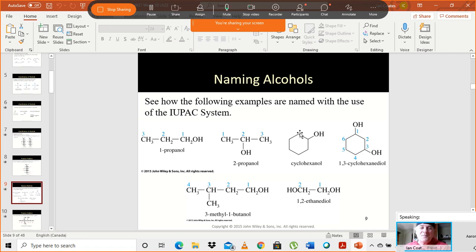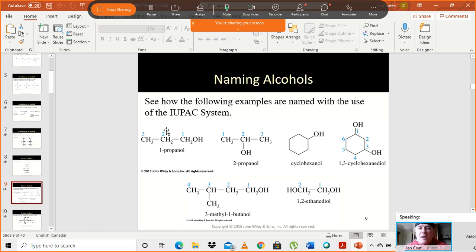So, let's have a see here. Naming alcohols, it's the same procedure. Well, no, you're just sitting beside me. Wonderful. Nah, it's not bad. You didn't need anything. So see how the following examples are named.